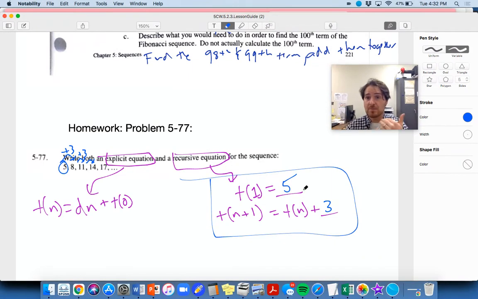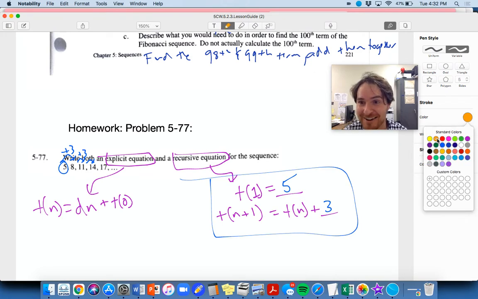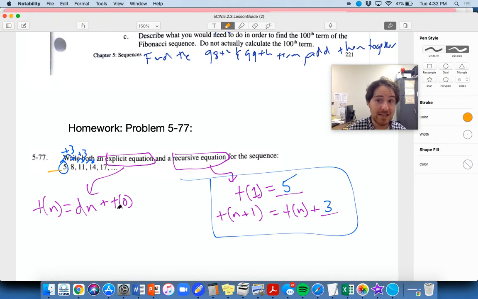We need to know it's not just adding by 3 starting at 0. It's adding by 3 starting at 5 as my first term. What appears in the explicit equation is the initial value, the y-intercept, if you will. So I need to go minus 3 in that direction, and that's going to be 2: 2, 5, 8, and then just growing by 3. That's one way you can make sure you found the right initial value.